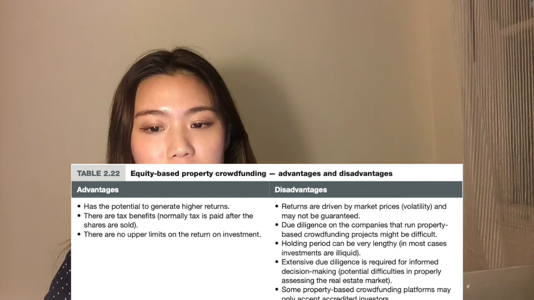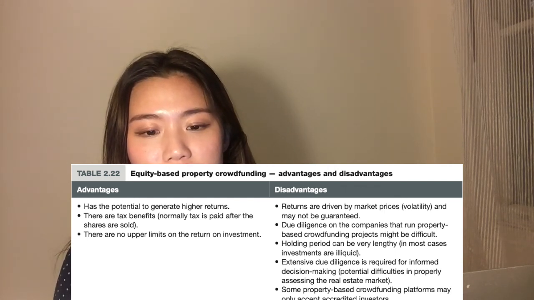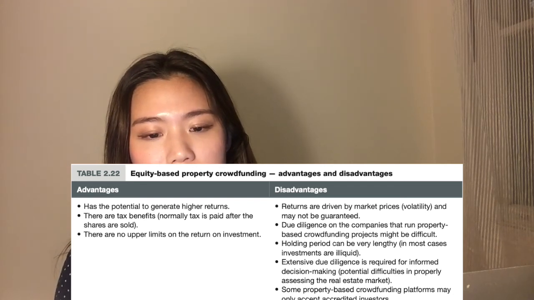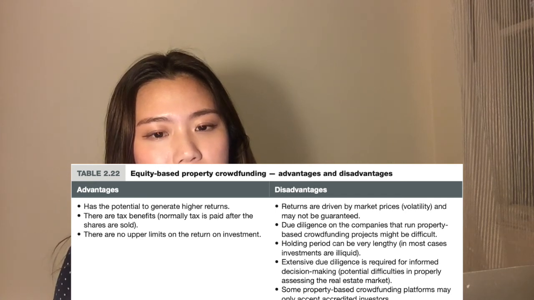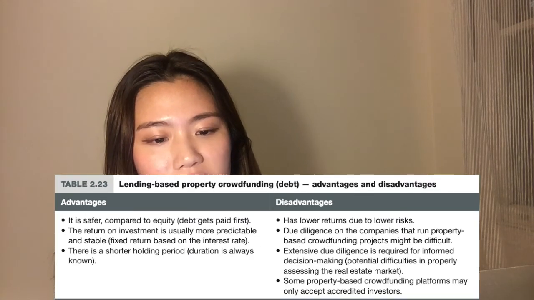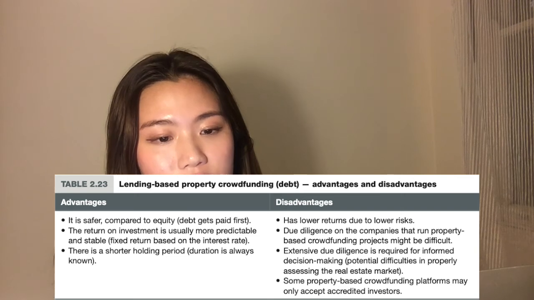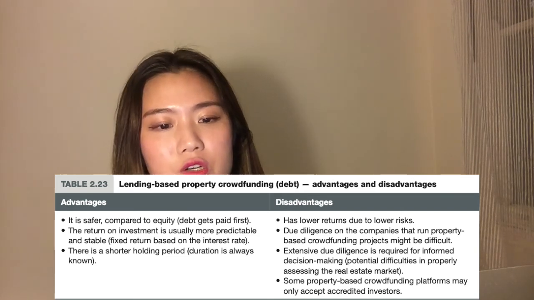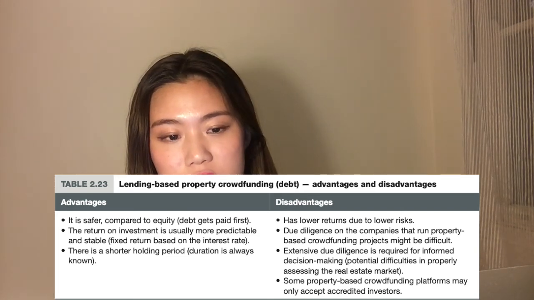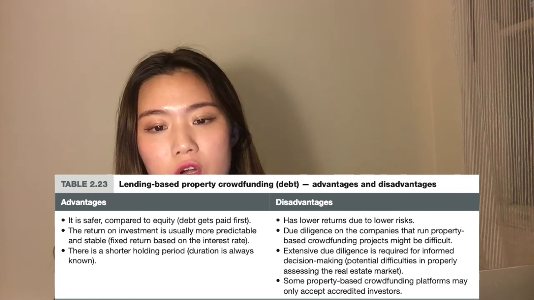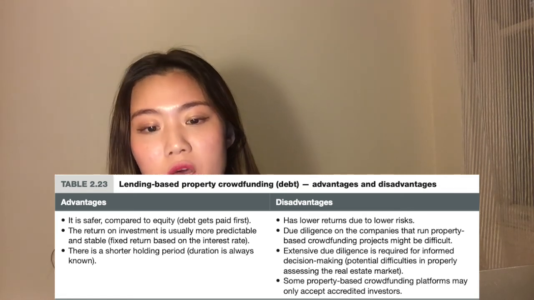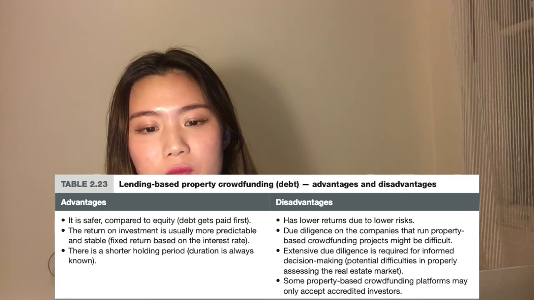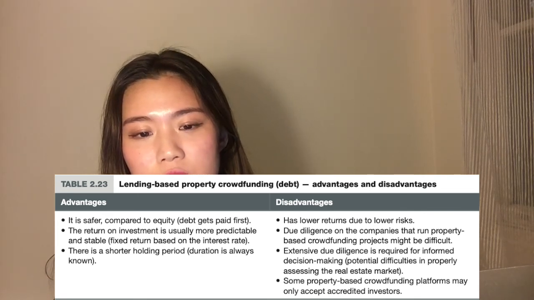Returns are driven by the market price. There's due diligence on the companies that run property-based crowdfunding projects. The holding period can be very lengthy for equity-based property crowdfunding, whereas lending-based property crowdfunding is safer compared to equity. The return on investment is usually more predictable and stable, but it has lower returns due to lower risk, but also, similar to the equity-based, the due diligence will be extensive and difficult.